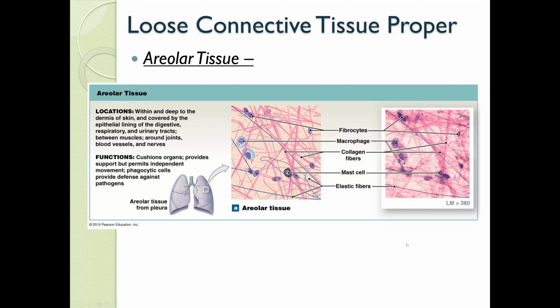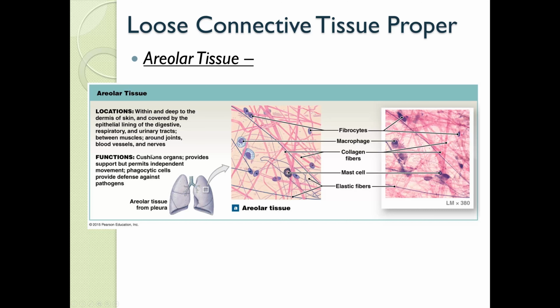So we will start with the loose connective tissues. The first one of these is areolar tissue. Just like with the epithelial tissues, you will need to know locations and functions for all of these. Areolar tissue is located within and deep to the dermis of the skin. It's also covered by epithelial linings of the digestive, respiratory, and urinary tracts. You can find it between muscles, around joints and blood vessels, and nerves.